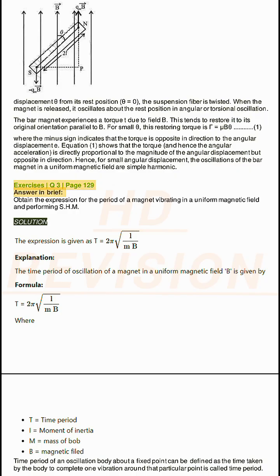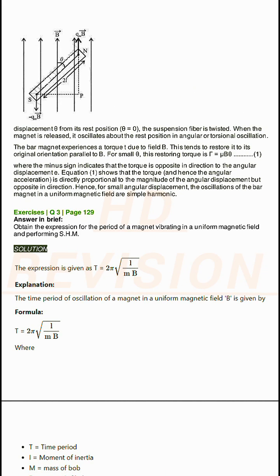Exercises Q3, page 129. Answer in brief. Obtain the expression for the period of a magnet vibrating in a uniform magnetic field and performing SHM. Solution. Time period of an oscillating body about a fixed point can be defined as the time taken by the body to complete one vibration around that particular point.